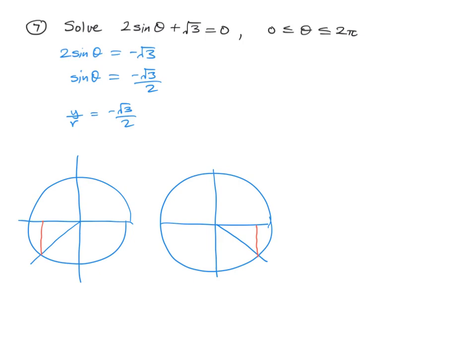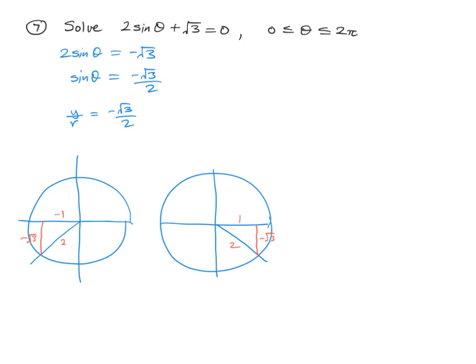So the y over r is negative root 3 over 2. So the y must be negative root 3. That's the negative root 3, and the r could be 2. Or this one could be negative root 3, and this could be 2. And I recognize this now as a 1, 2, square root 3, so the missing side is a 1. But of course, if I'm thinking carefully, that's actually a negative 1.